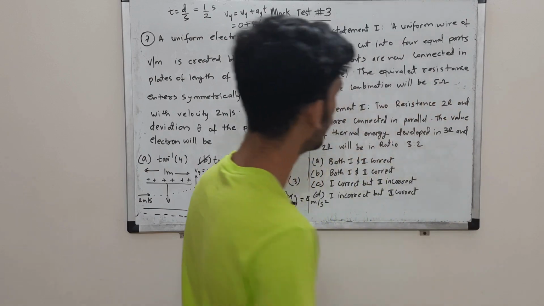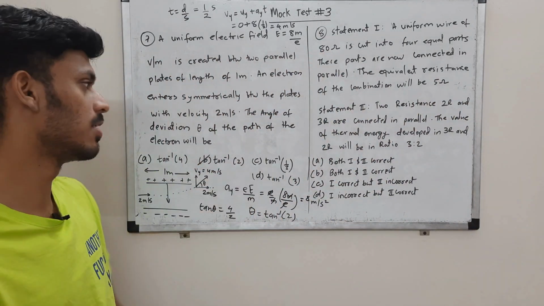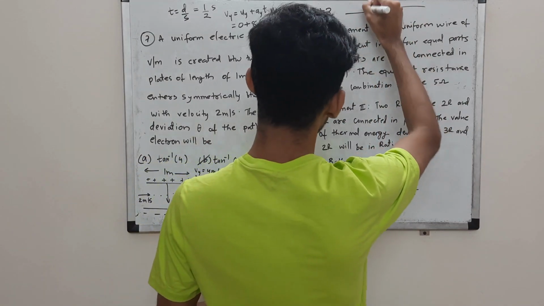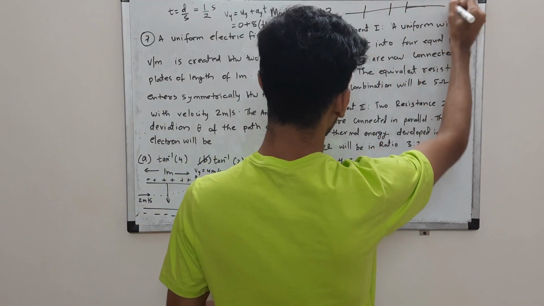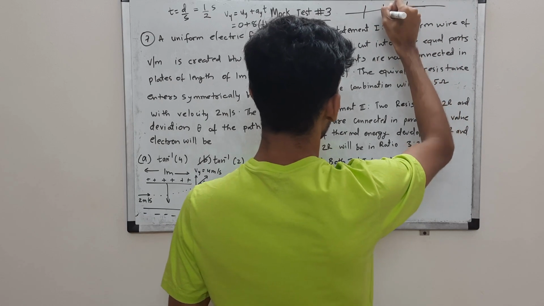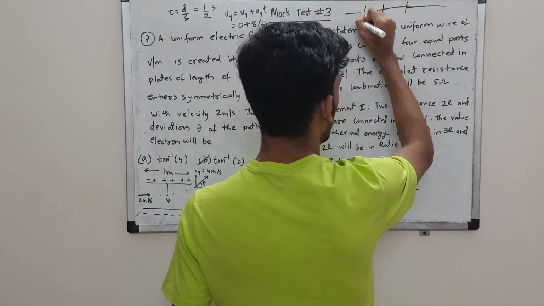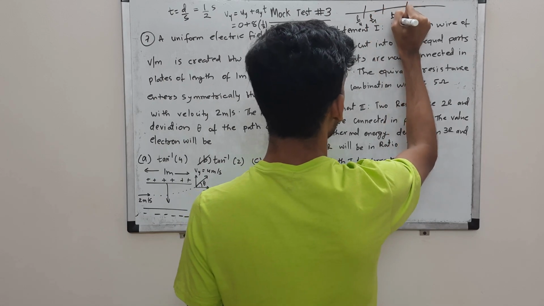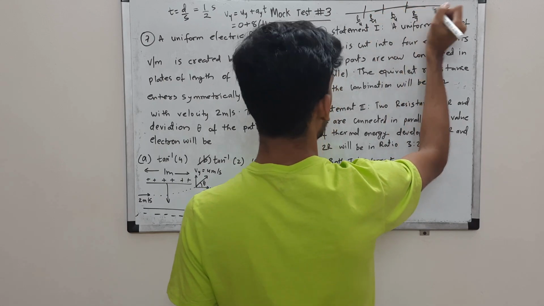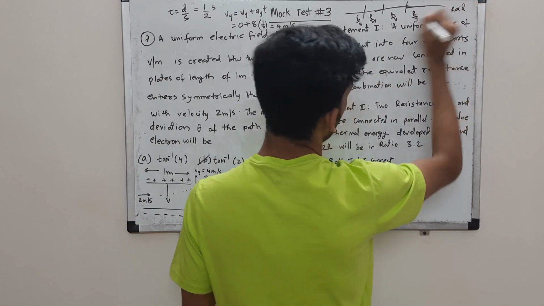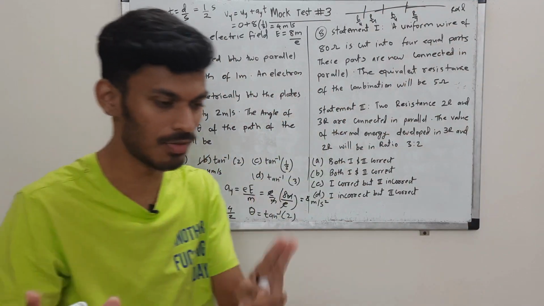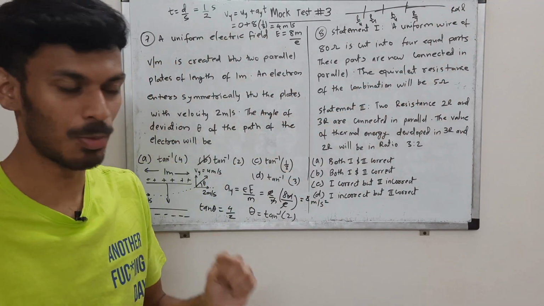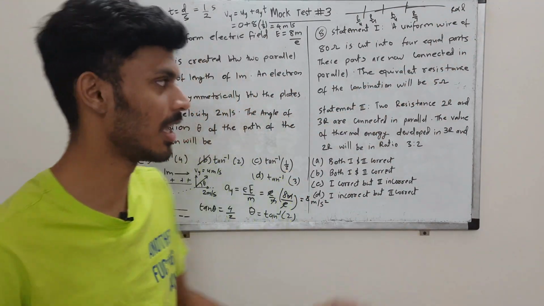Here we have a uniform wire. It has a resistance of 80 ohms. It is cut into 4 equal pieces. So each of them will now have resistance of R by 4, right? Because the resistance is directly proportional to length. If you make the length 1/4, the resistance will also become 1/4. Here the area is constant. If you cut, the area is not going to change. So resistance is directly proportional to length only, since area is not changing.